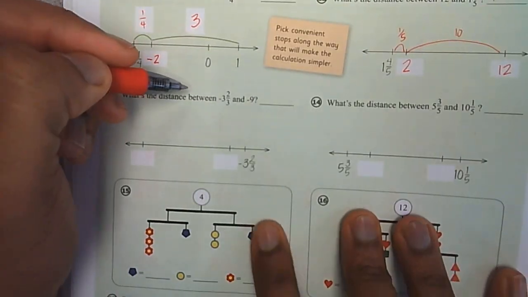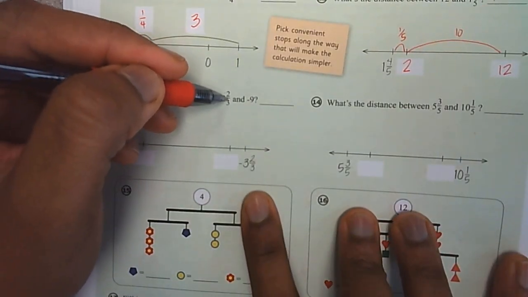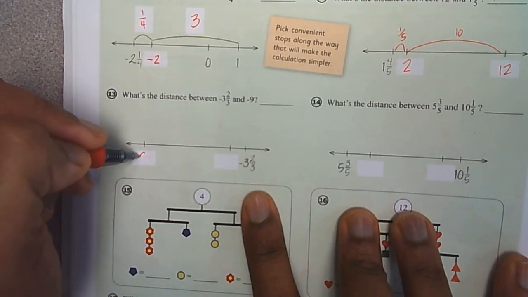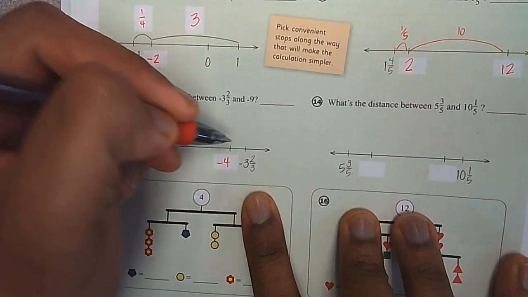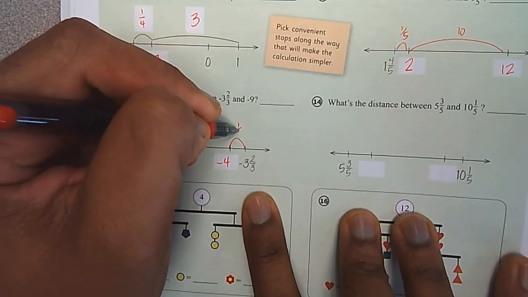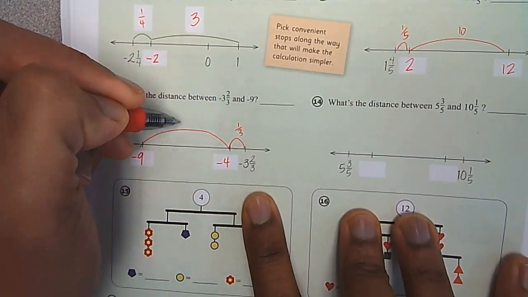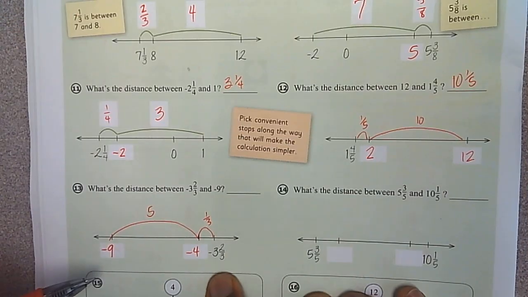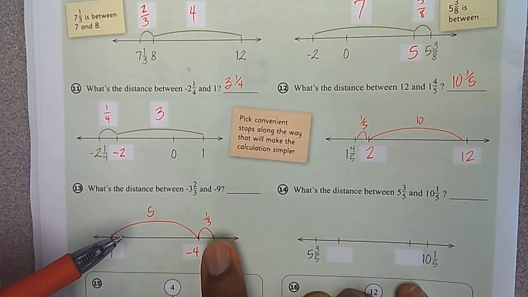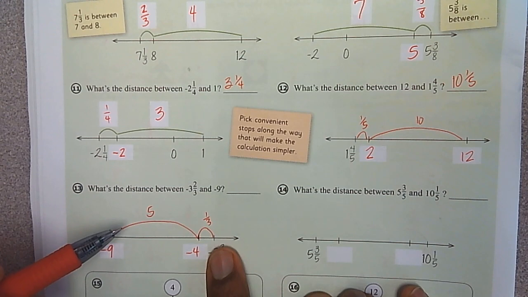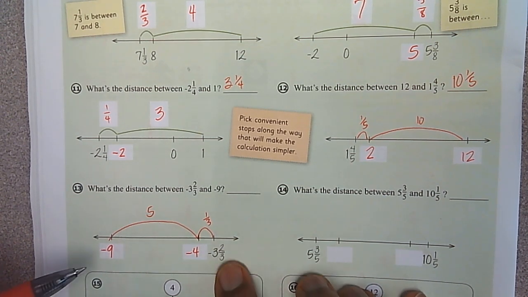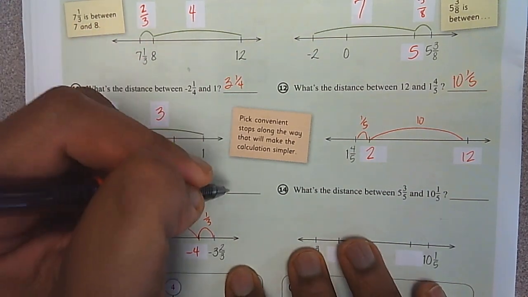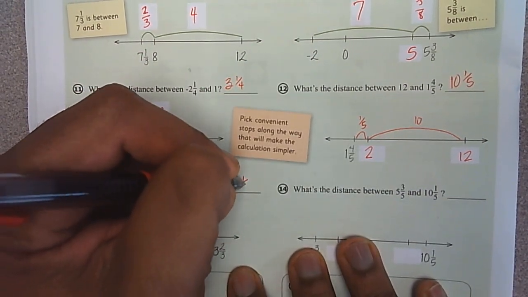What's the distance between -3 and 2/3 and -9? So that's -9 over here. This would be -4 because negatives count down. To get here, you need 1/3, and to get here, you need 5. Notice I don't have boxes for these, but I still put these because this is how I understand the question. Do what you need to make sure you understand the question. So this is 5 and 1/3.